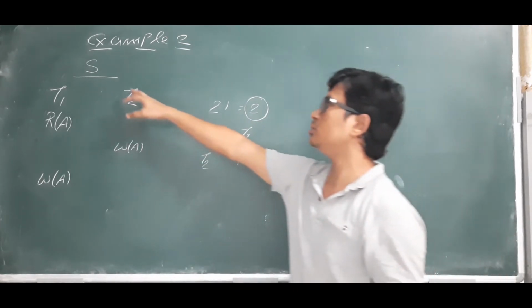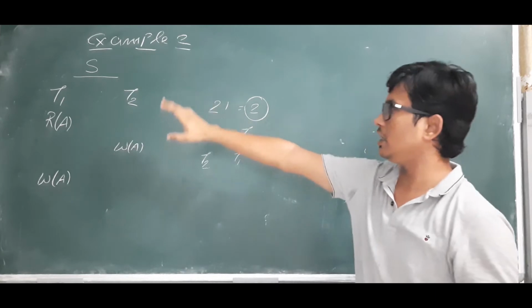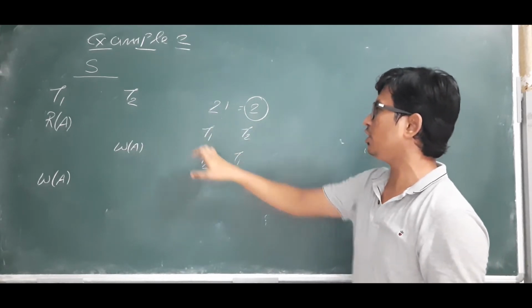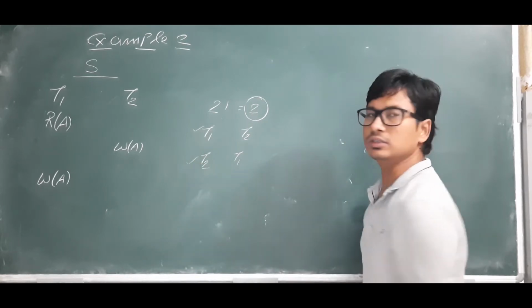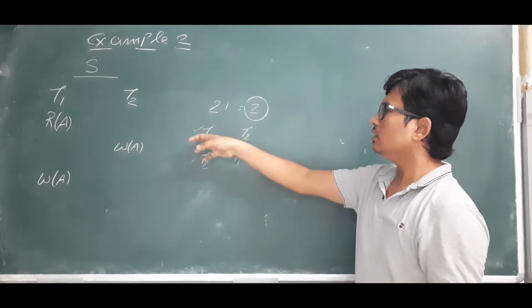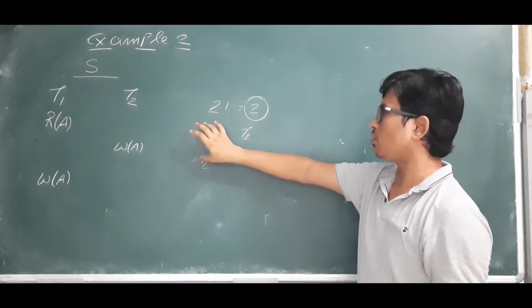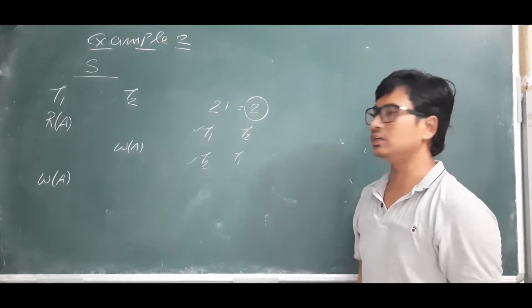If the given schedule is conflict serializable, then it should be conflict equivalent to either this schedule or this schedule. It need only be equivalent to one of them, not both. It should be conflict equivalent to any of its serial schedules.